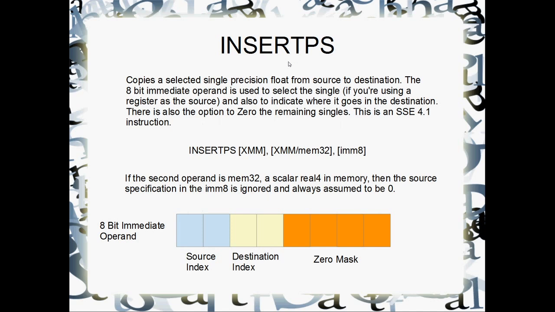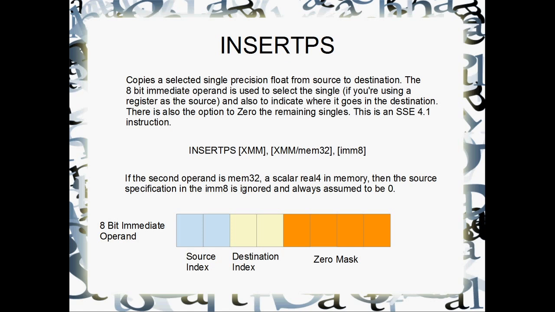Okay, so insert packed singles. This one copies a selected single from the source to the destination. The 8-bit immediate operand is used to select the single. All that we're doing here is copying one of the elements from the second operand into the first operand. But you've also got the option of zeroing certain elements in the destination, this first operand here, if you want. This is an SSE 4 instruction.